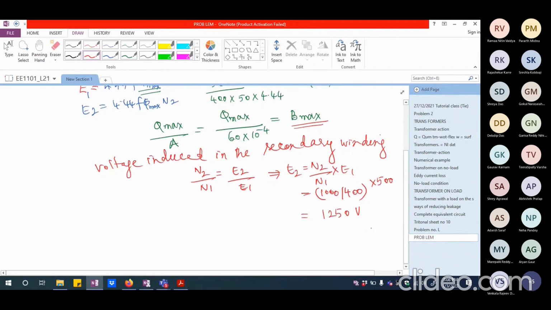Any questions? Induced EMF in the secondary will be proportional to the number of turns in the secondary. Okay.